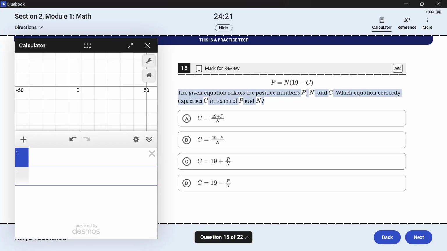The given equation relates the positive numbers p, n, and c. Which equation correctly expresses c in terms of p? We get p over n here, and if we take c to the other side and 19 to the other side, it would be 19 minus p over n. This is the right answer.